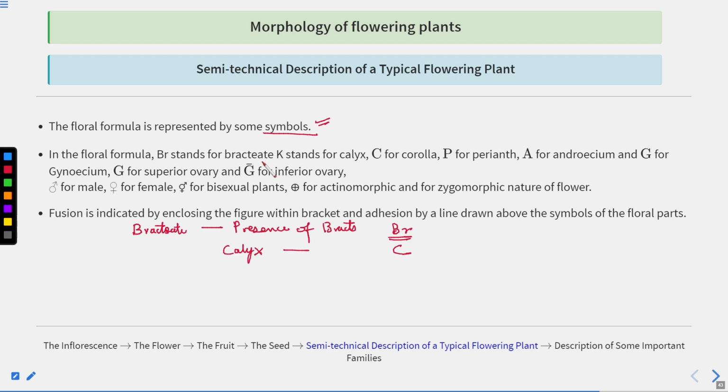Br stands for bracts, and K stands for calyx, and corolla is represented by C. And perianth, if it is having calyx and corolla in the fused form, then it is called as perianth. Okay, perianth. Then you should write P. P for perianth. And if you are writing about androecium, then you should write A, representing the androecium. Similarly, gynoecium is represented by G.